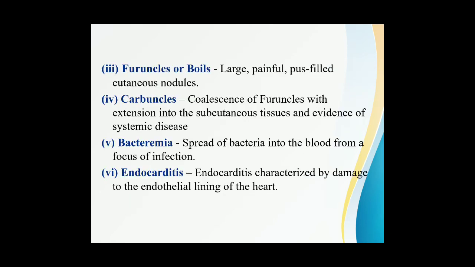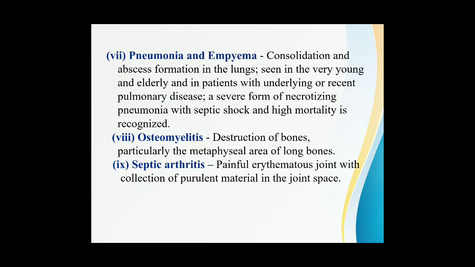Furuncles or boils. These are large, painful, pus-filled cutaneous nodules. Carbuncles: coalescence of furuncles with extension into the subcutaneous tissues and evidence of systemic disease. Bacteremia: spread of bacteria into the blood from a focus of infection. Endocarditis, characterized by damage to the endothelial lining of the heart. And next, pneumonia and empyema.